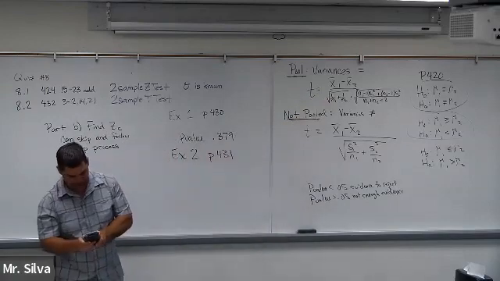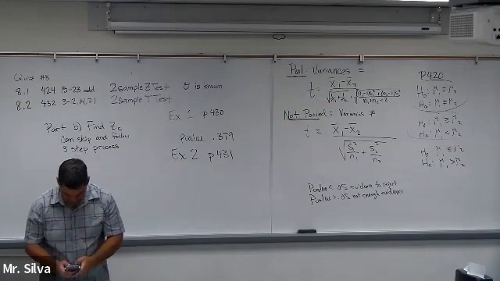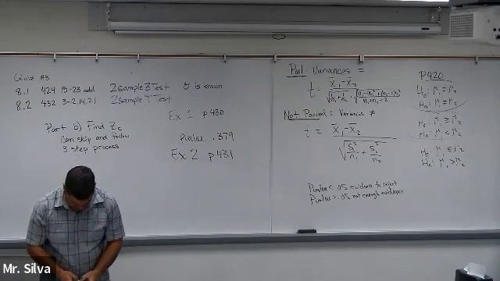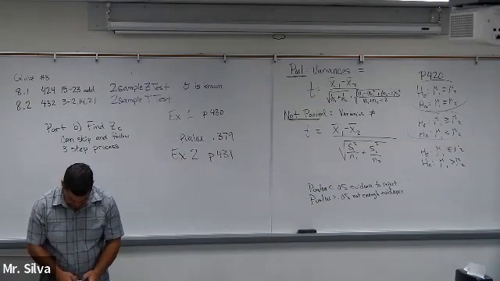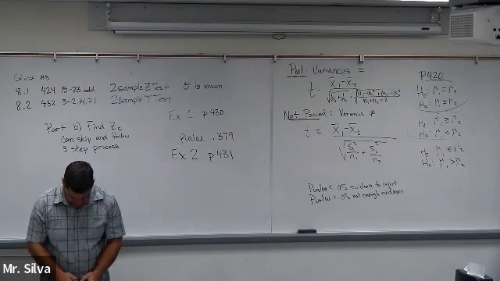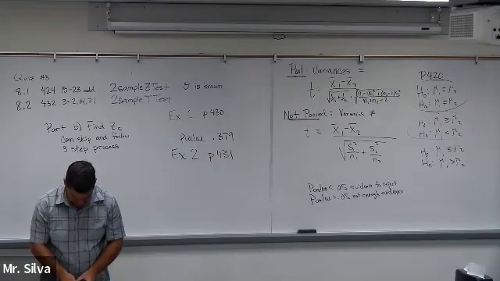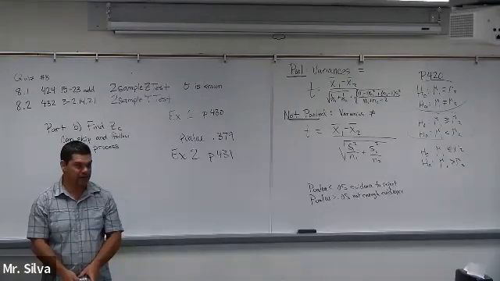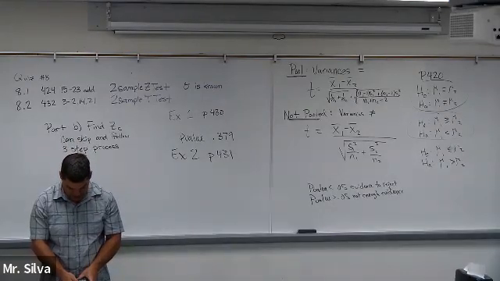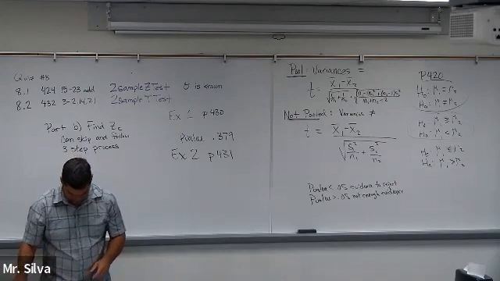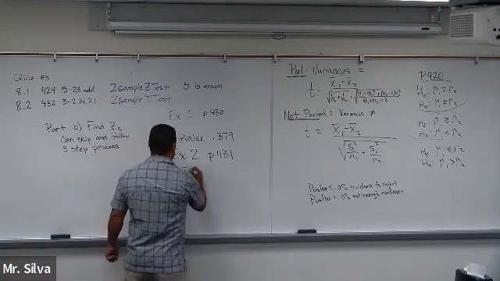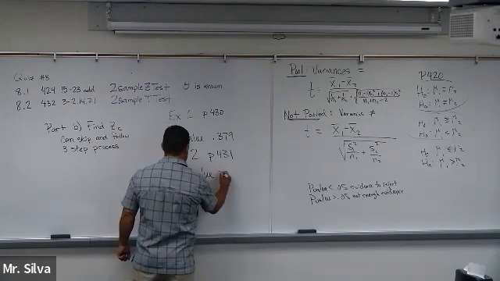Stat, test, 2-sample t-test. X bar 1 is 2.52, S1 0.05, N1 30. X bar 2 is 2.55, S2 0.07, and N2 32. Less than. Is 52 cents less than 55 cents? Not really much of a difference between those two numbers, I'm thinking right now. Cool. Pooled, yes or no? Looks like a yes. Calculate. P-value 0.029.